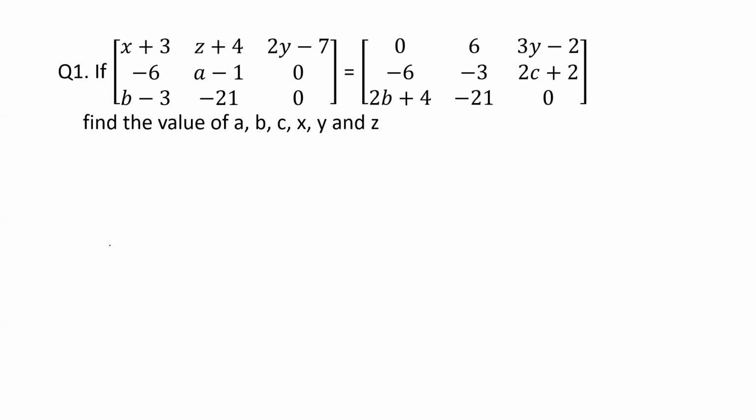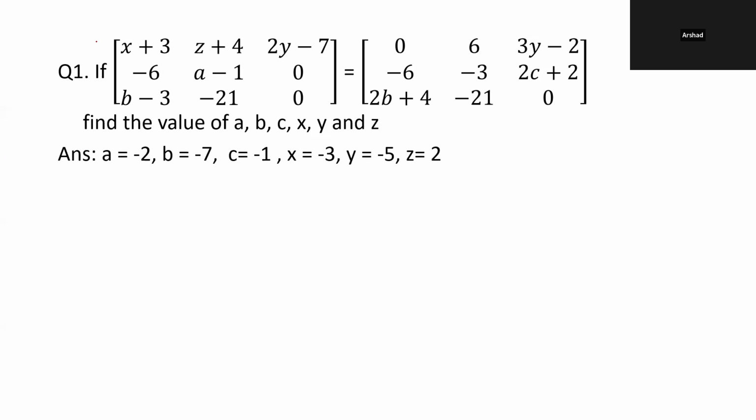Okay, Risha, very good. So your answer is x is minus 3, y is minus 5, z is 2, and a is minus 2, b is 1, okay, and c is minus 1. Risha, please check the value of b. All the values are correct except b. Yes, sir. Got it. Okay.